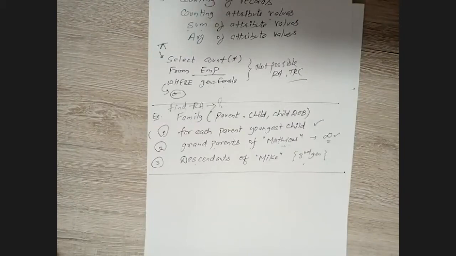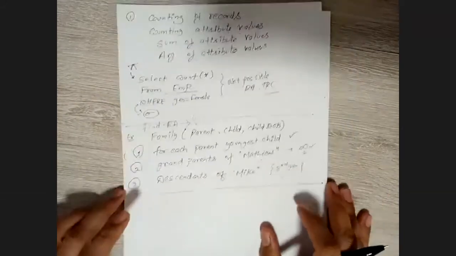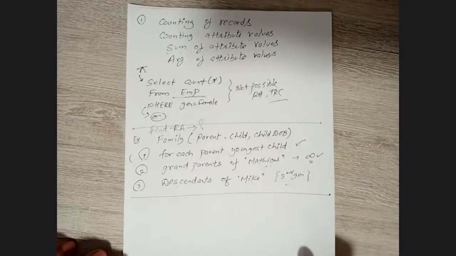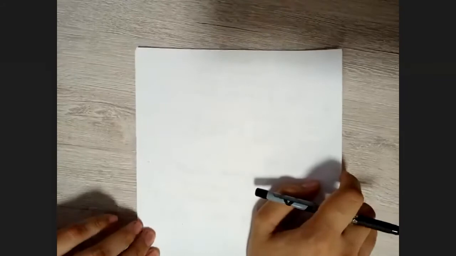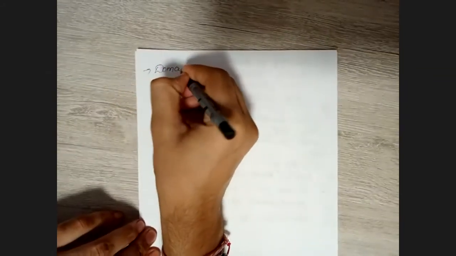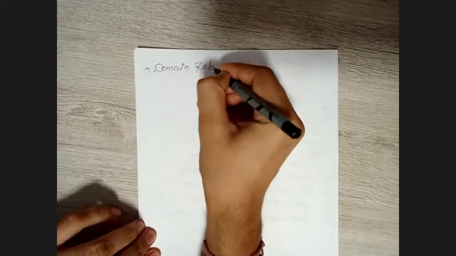So this is where we left off in the previous class, so we can continue from here. We have already finished our TRC, that is tuple relational calculus. So now let's move on to the next topic, that is domain relational calculus.